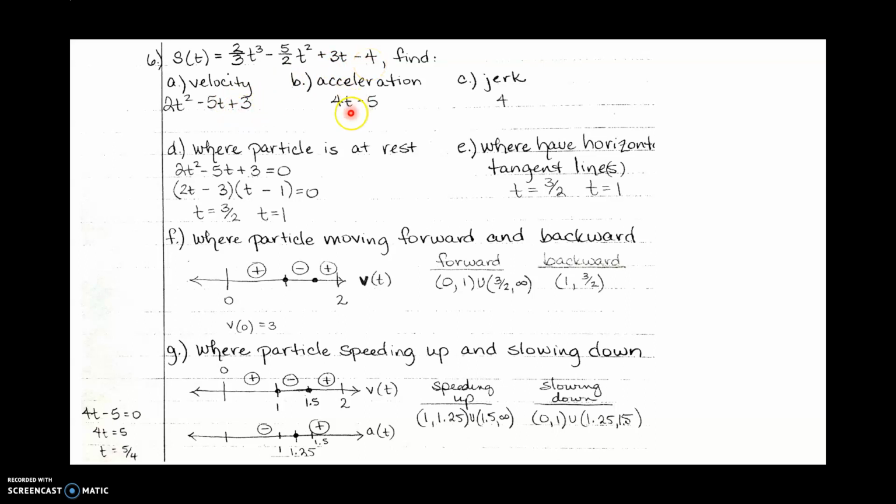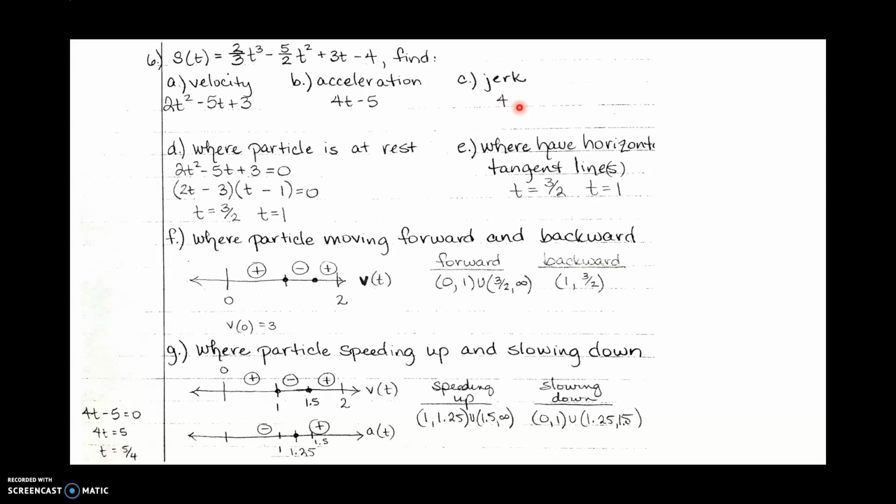All right, then acceleration is the second derivative. So the derivative here is going to be 4t minus 5 plus 0, so 4t minus 5. And jerk is the third derivative. So the derivative of 4t is 4, and the derivative of -5 is 0, so that would just give us 4. Then they ask us where the particle is at rest and where we have horizontal tangent lines. Those are actually identical questions, because the particle is at rest when its velocity is equal to 0, and we have a horizontal tangent line anywhere the slope of the tangent line is equal to 0.